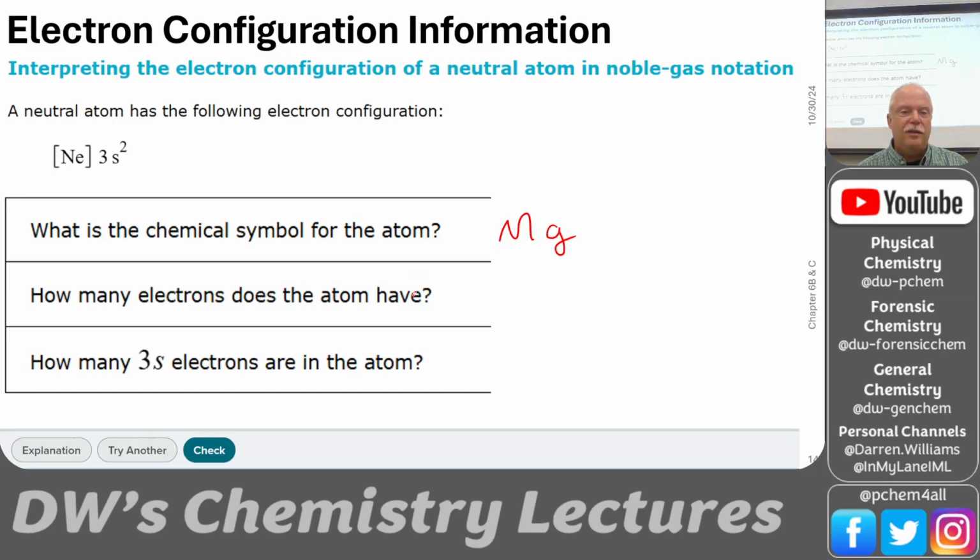How many electrons does that atom have? Well, you could look at it. It's neutral, so that Mg has 12. Now you could add this up: the neon has 10, and then another 2. But still, you could just look. Once you find the chemical symbol for that element, you can look on the periodic table, and you see it's the 12th element. How many 3s electrons are there in this atom? 2, because it says 3s2.